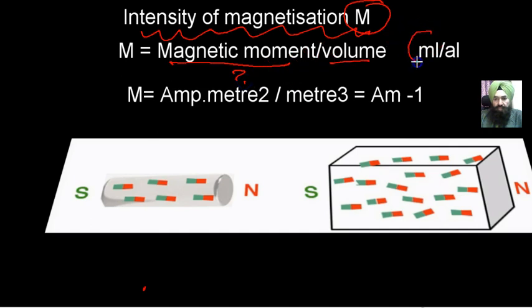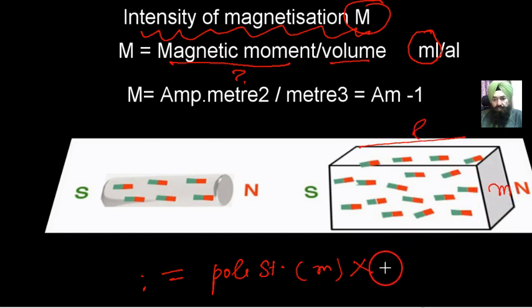Okay, what is the magnetic moment? Magnetic moment is the pole strength M and the distance L. M into L is called magnetic moment. And what is the volume of this material?